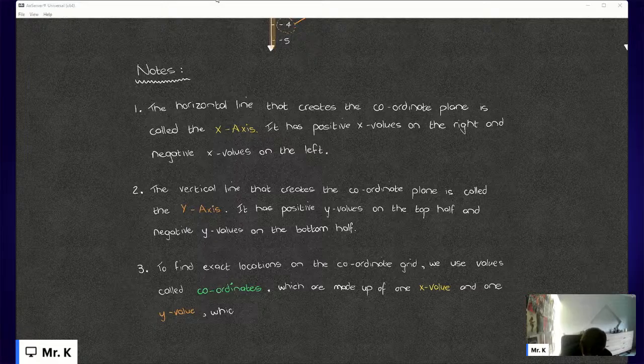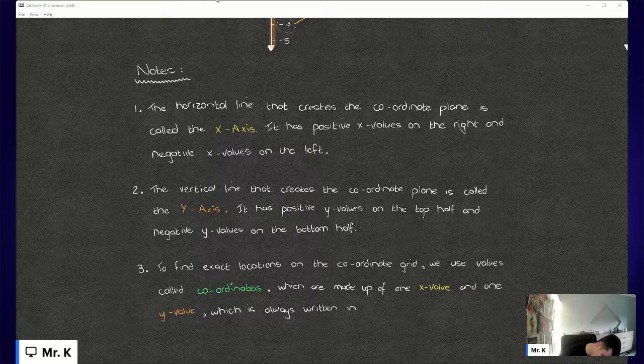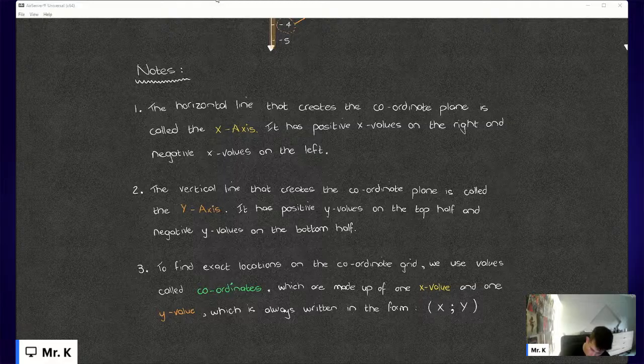Which is always written in the form x then y. And yes, they are written in brackets with a semicolon in between them. Okay, I'm going to show you guys what this looks like now. Please just copy this information down. It is extremely important.